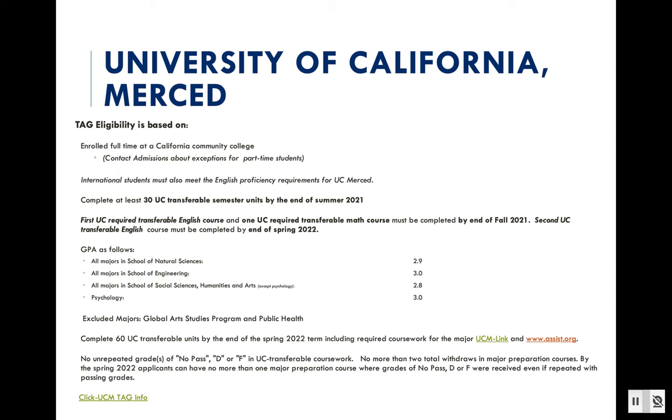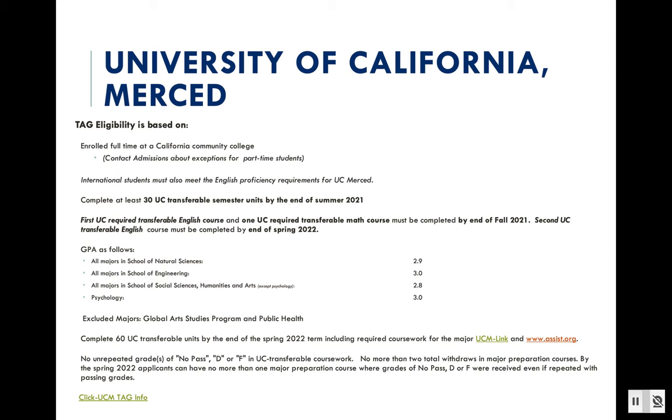In addition, you must have completed 30 UC transferable units by the end of summer 21. Key words there are UC transferable. Not every course at OCC is UC transferable, so you want to make sure that you're confirming that you've completed 30 UC transferable units by the end of summer 21.